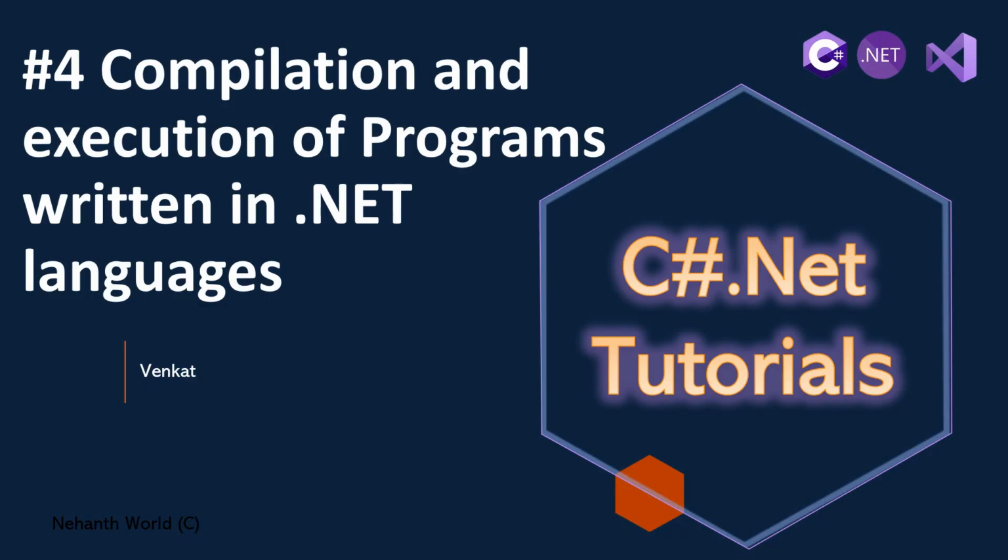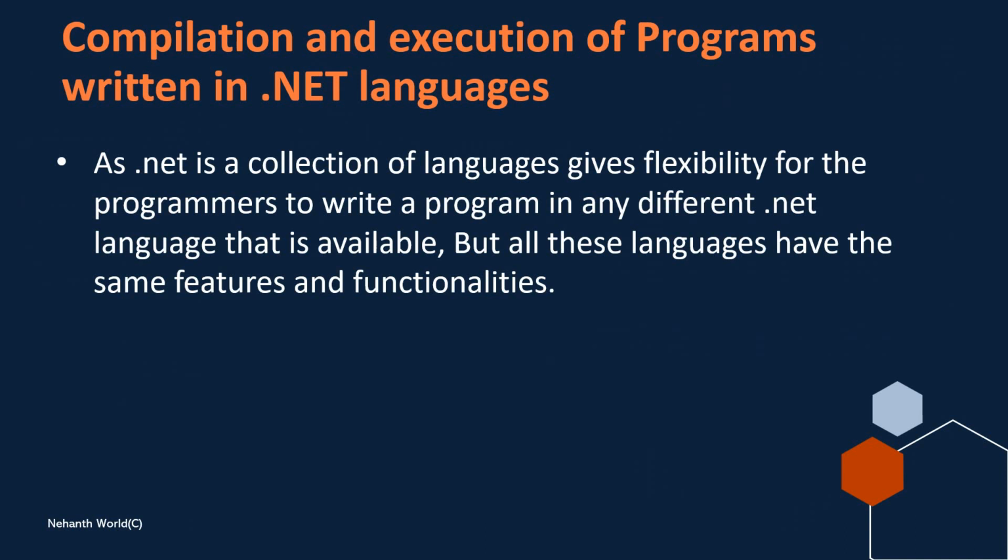Let us see the theory part for that. As .NET is a collection of languages, it gives programmers the flexibility to write a program in any of the .NET languages that are available. If you want to go for VB.NET, you can choose that. If you want to go for C#.NET, you can choose that. Both are the same. All these languages have the same features and functionalities.